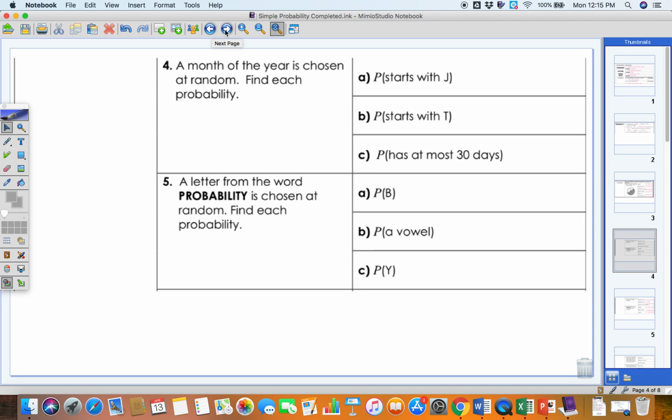So on these, I'd like you to try them first, and you can pause on the screen and work them out. But if you get stuck, the answers are up next.